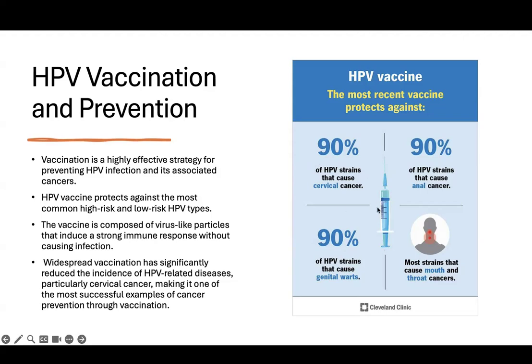The current HPV vaccines target multiple types of HPV. They target 90% of the HPV strains that cause cervical cancer, anal cancer, and genital warts. So this is one of the cases where we're able to actually prevent cancer by reducing the amount of these DNA viruses, the human papillomavirus.